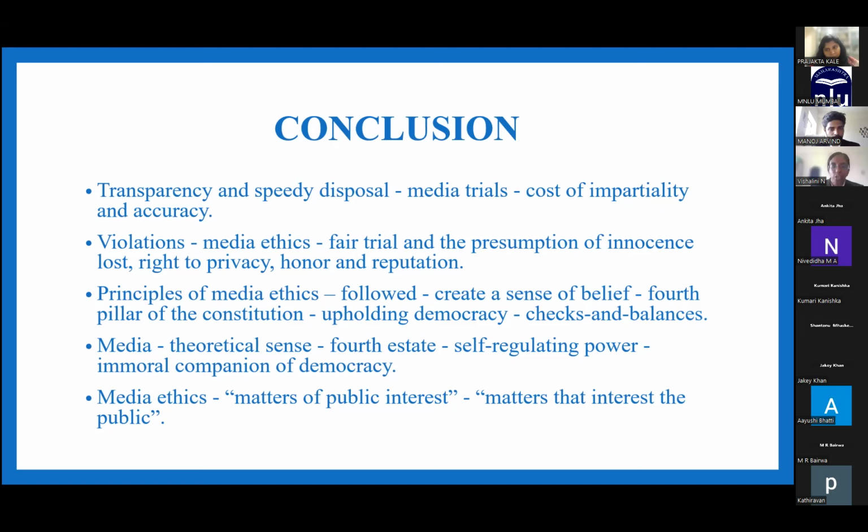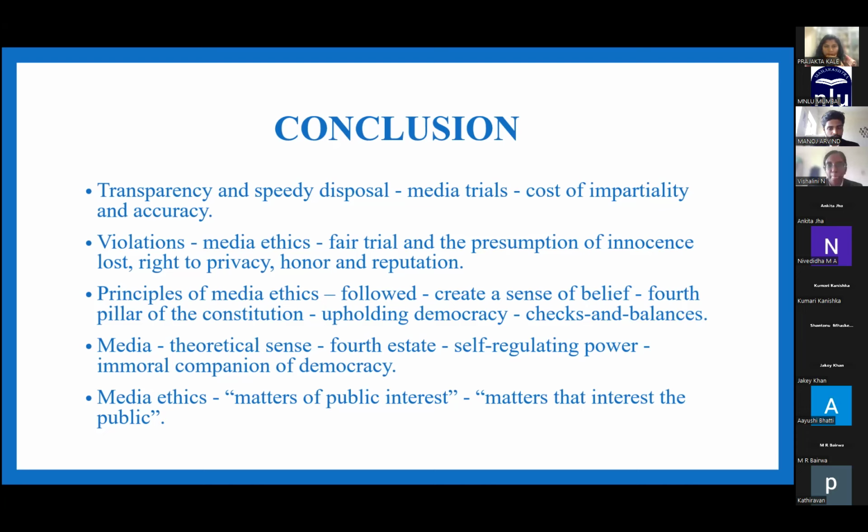The final point we would like to put as a conclusion is that media ethics mandates the media to follow up on issues relating to matters of public interest. But through media trial, the media is following only the matters that interest the public and not the matters that are of public interest. So we would like to end our presentation here.